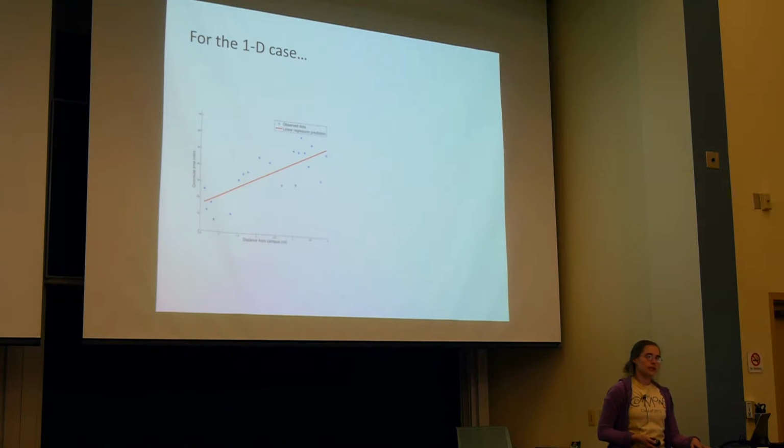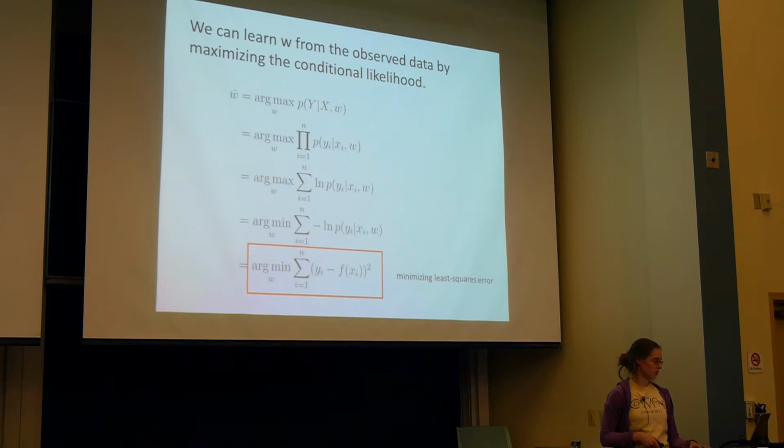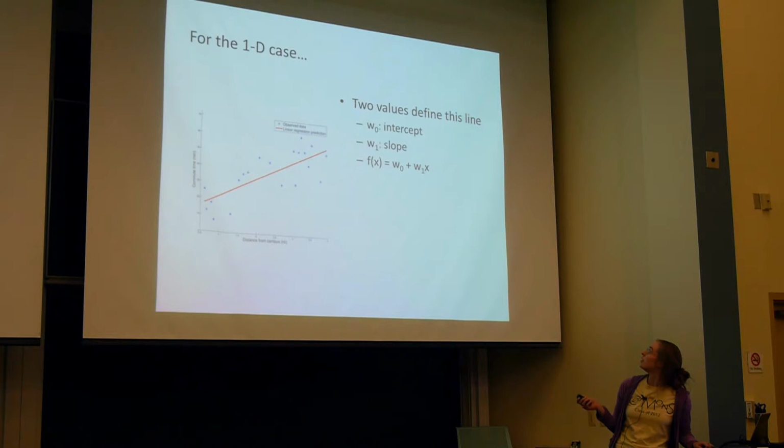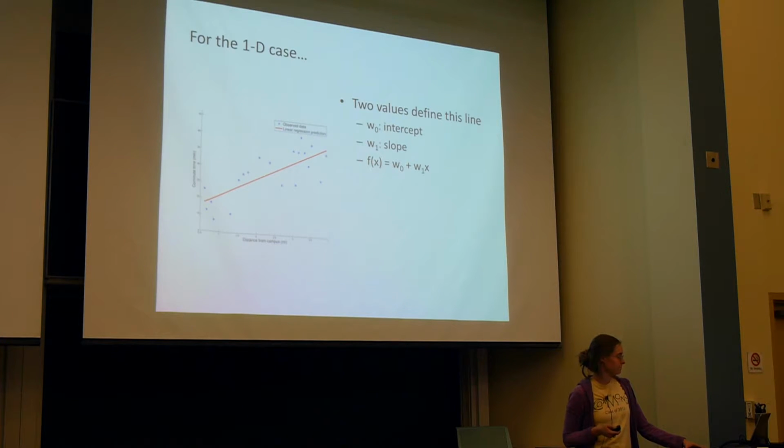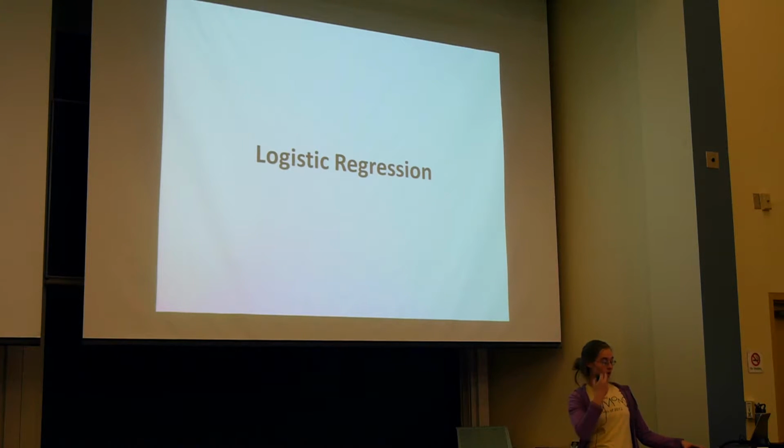For this example that's one-dimensional, this line is defined by only two values, the intercept and the slope. And so you would essentially be solving this problem, but your f of x is just going to be w0 plus w1 times x. And that was all I had planned to talk about for linear regression. So we're going to move on to logistic regression now, unless anyone wants to talk about linear regression some more.